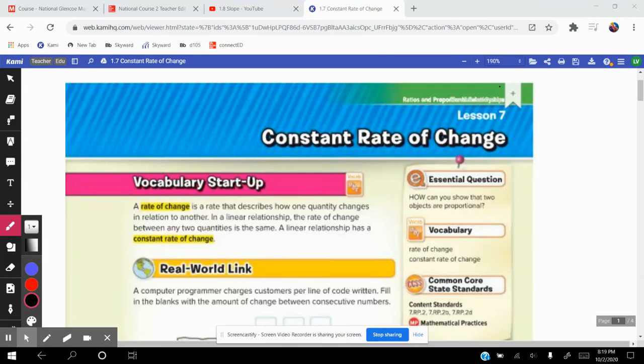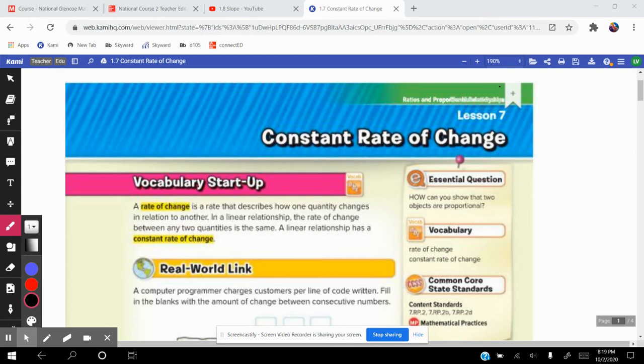We are going to discuss Lesson 7 in Chapter 1, Constant Rate of Change. Essential question: how can you show that two objects are proportional? Vocabulary: rate of change and constant rate of change. To the left, vocabulary startup.